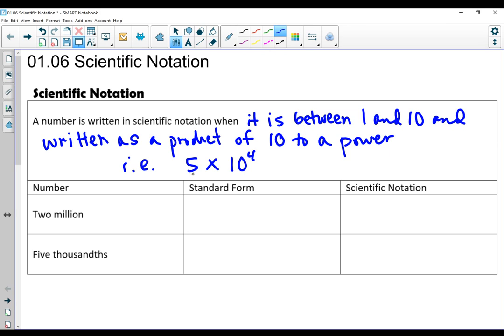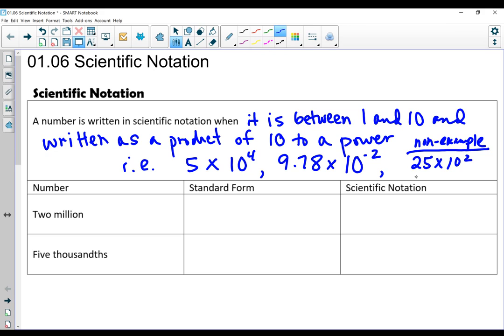So 5 is a number between 1 and 10, and I have a product because I'm multiplying 5 times 10 to the fourth power. So another example would be like 9.78. 9.78 is between 1 and 10, and then I have times 10 to the negative 2 power. A non-example, so something that would not be an example, would be like 25 times 10 squared, because 25 is not a number between 1 and 10.